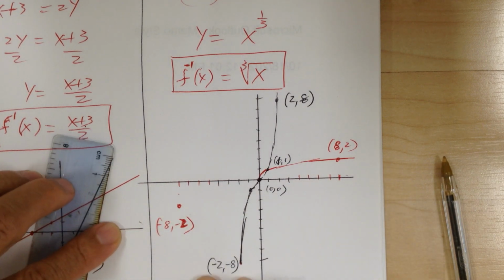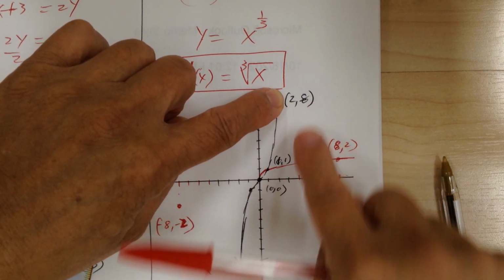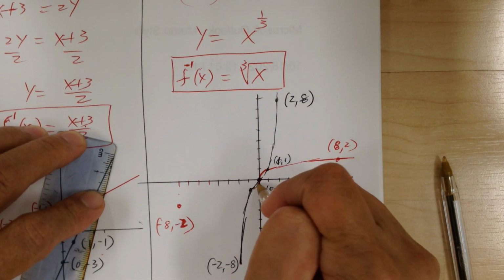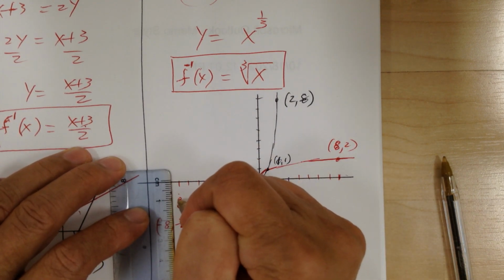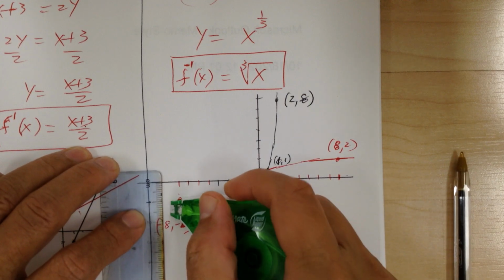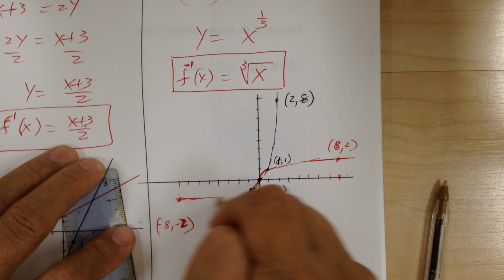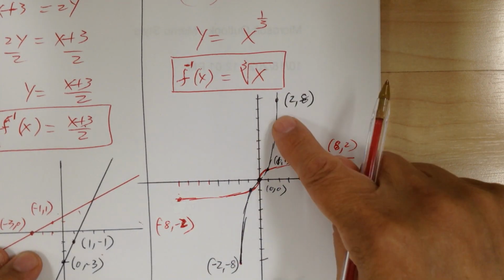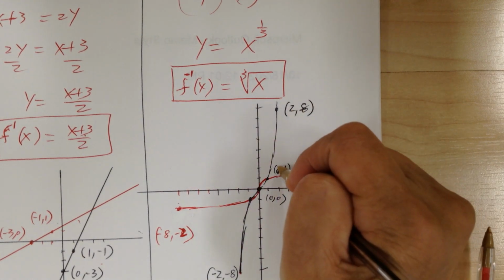So again, for the inverse function, you just switch x and y. The coordinates, you just switch. See the coordinates? 2, 8, you switch it into 8, 2. So 0, 0 is still 0, 0. 1, 1 is still the same. This is supposed to be right over here. So the red one is your inverse function, and the black one is your original function. To graph the inverse function, you just switch x and y, and you get those points.